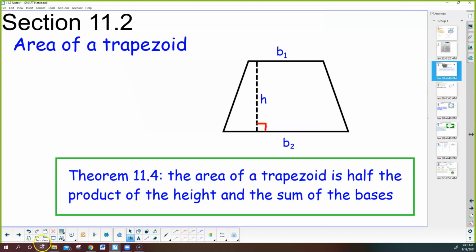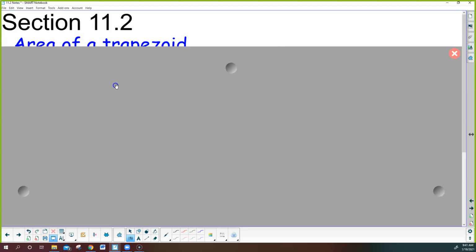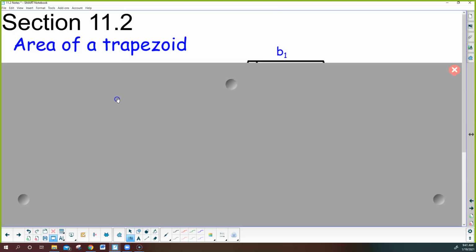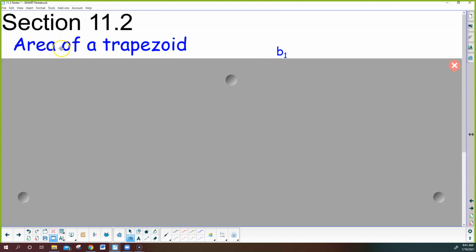All right, so we're going to start here, and we are doing section 11.2. We're going to get a handful of more formulas for area. As I recommended before, it is a good idea to do flashcards. And on one side, put the term, so area of a trapezoid, and on the other side of the flashcard or the note card, go ahead and put the formula for area.